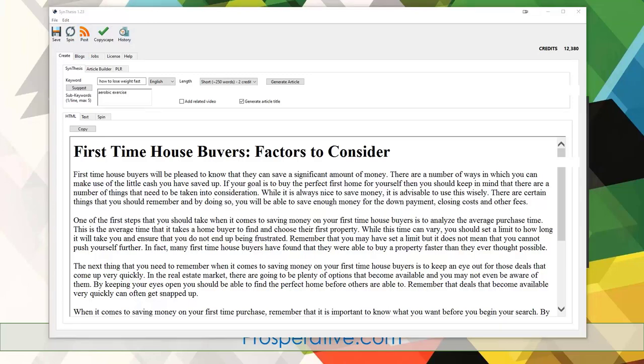Ted is asking, are the keyword suggestions drawn from Google in the tool here?